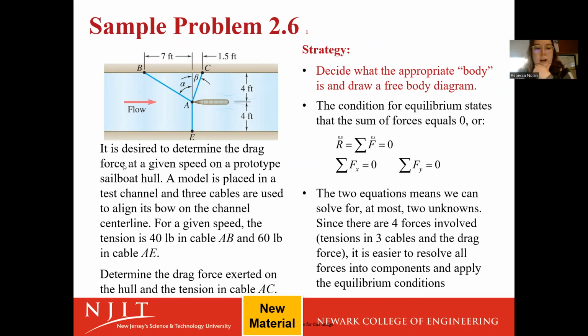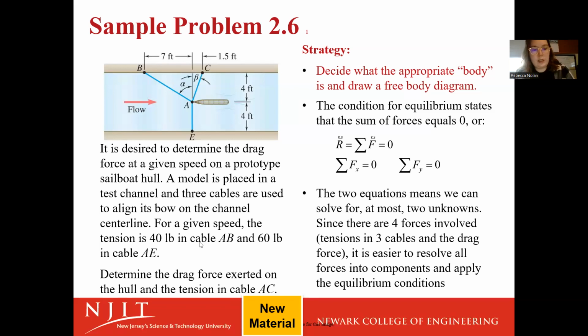It is desired to determine the drag force at a given speed on a prototype sailboat hull. The model is placed in a test channel, and 3 cables are used to align its bow on the channel center line. For a given speed, what that tells us is that we are in equilibrium. Because if we were not in equilibrium, we would have some element of acceleration, right? Force equals mass times acceleration. So in order to know that it's a constant speed, that tells us that we are in equilibrium and our forces are going to balance.